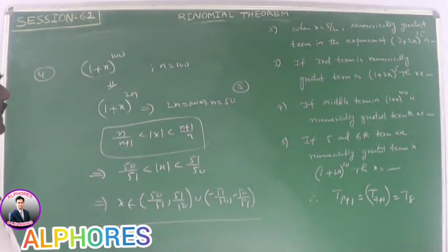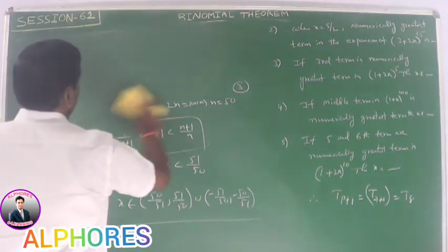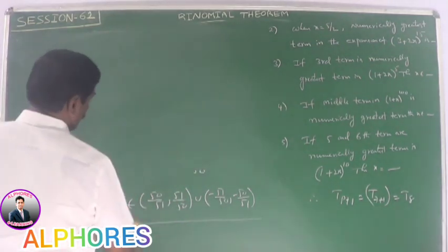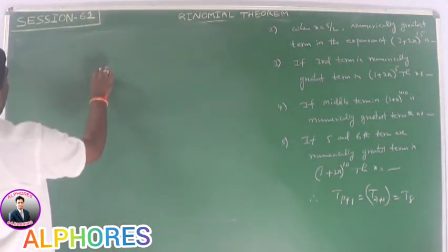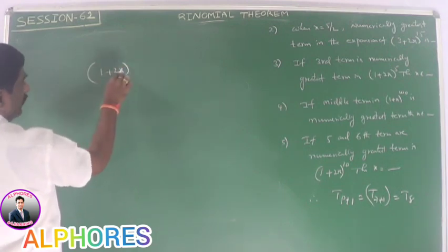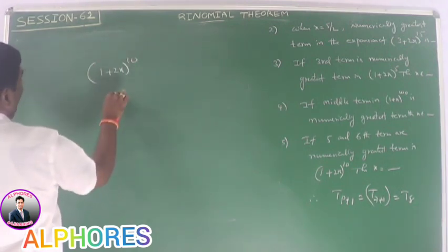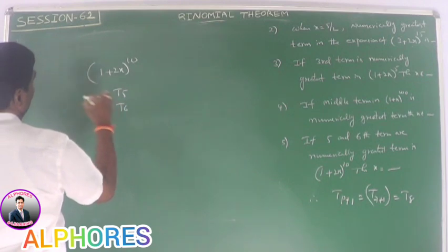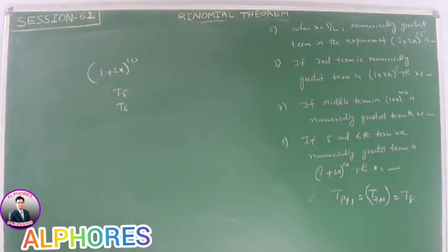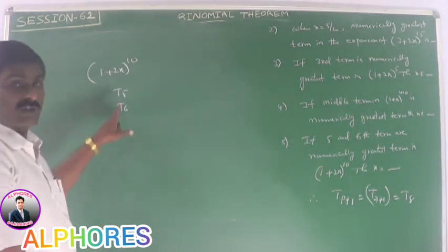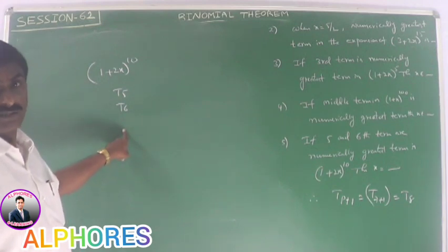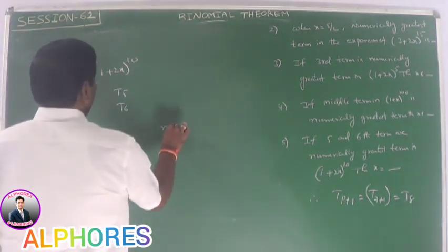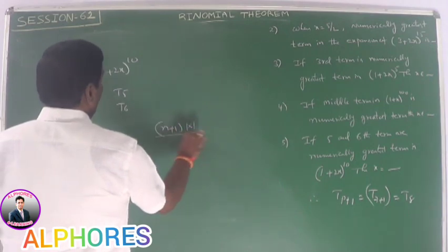If the 5th and 6th terms are numerically greatest terms in the binomial expansion (1 + 2x)^10, given the binomial expansion is (1 + x)^10, and T5, T6 are numerically greatest terms. In this case, we get two numerically greatest terms. That means |T5| is equal to |T6|. Here, what is the value of (n + 1)|x| / (1 + |x|)?